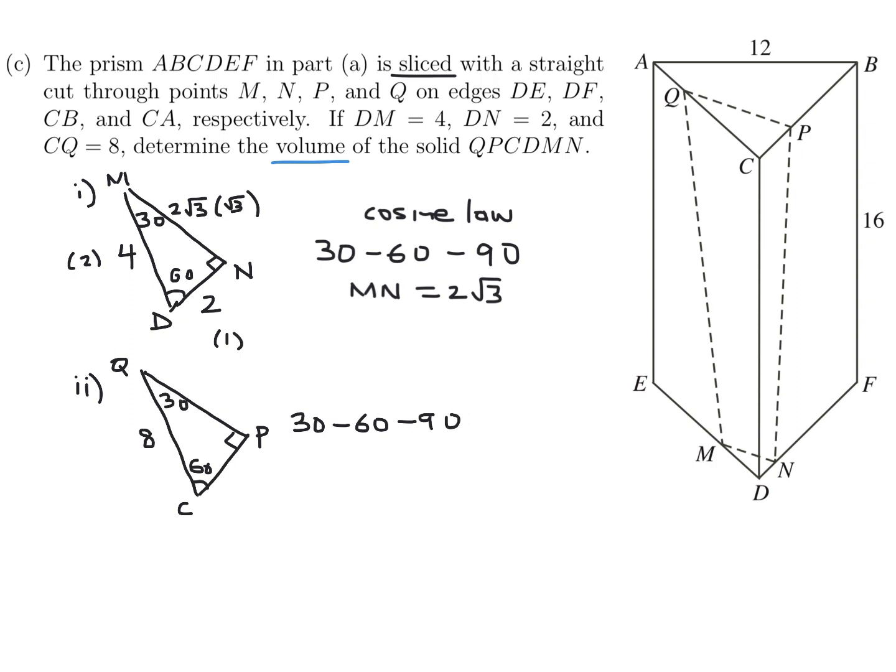And then based on the fact that you have a 2 to 1 to root 3 ratio, this would be 4, and this would be 4 root 3. All right. Well, that's pretty good, I think. Okay. So now, let's see here. Where do we move next?